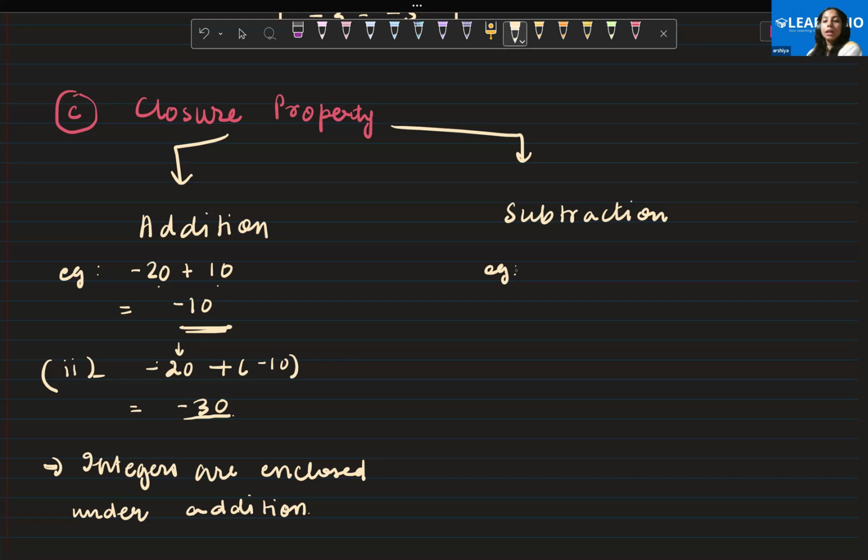Okay, Saad, you explain. Can you explain what is closure property? Ma'am, closure property is just normal addition and subtraction. So negative 20 plus 10 is equal to negative 10. No, no. Wait. When you add a positive to a negative and the negative is bigger, the final answer would also be negative.